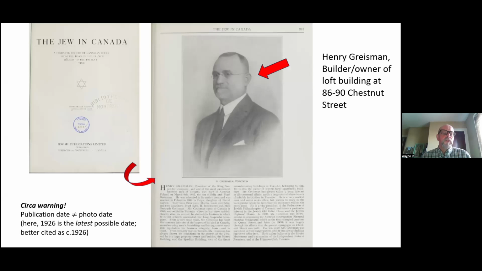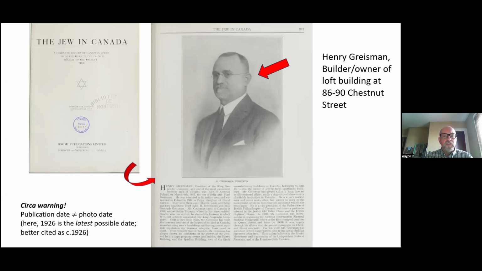Here's an example related to that loft building that I was telling you about at 8690 Chestnut Street. It was owned by Henry Griezmann, and he was the guy who not only owned the property, but built the building.